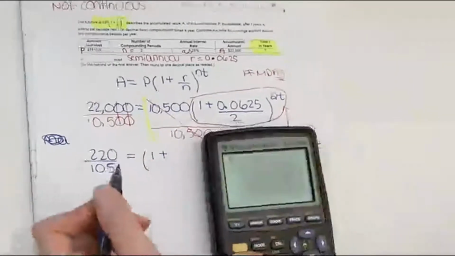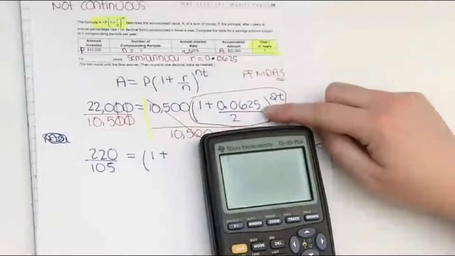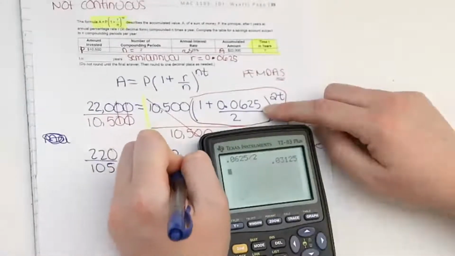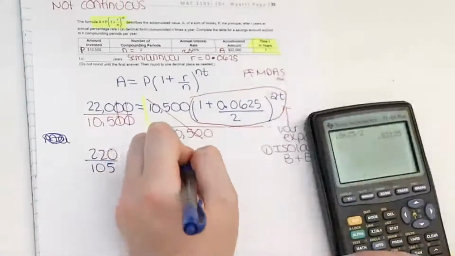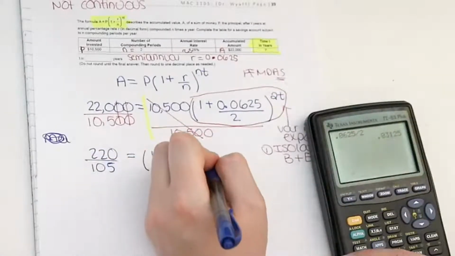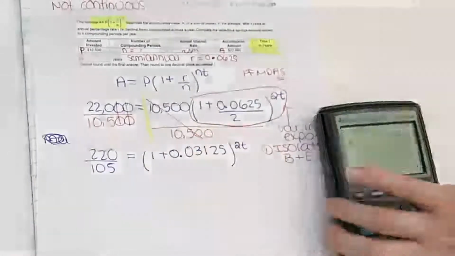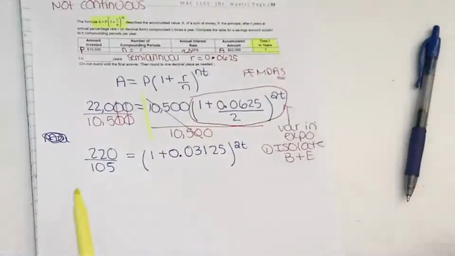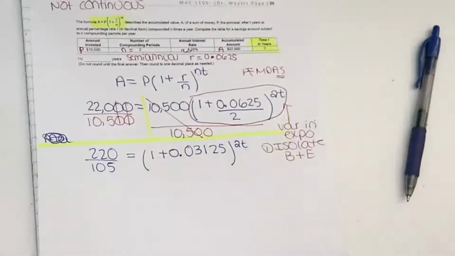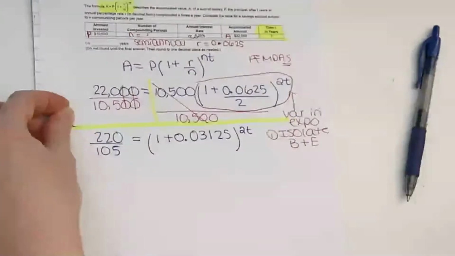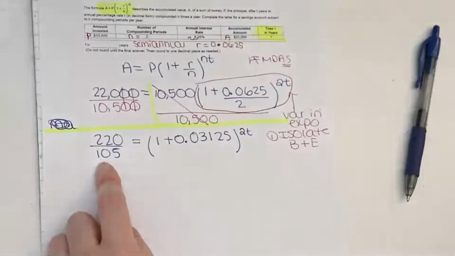And if you look inside the parentheses here, you have 0.0625 divided by 2. So to simplify that parentheses quantity, we will make that division happen, and we get 0.03125 raised to the 2t power. Okay. So this is after we divide by the 10,500, then we get to this point. All right. Are there any questions about that?